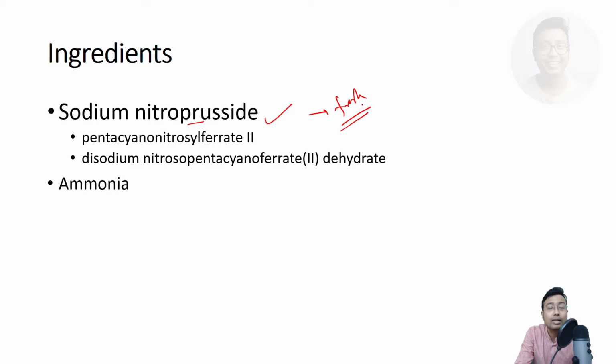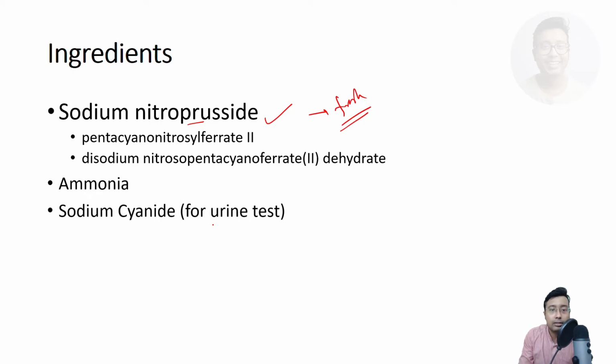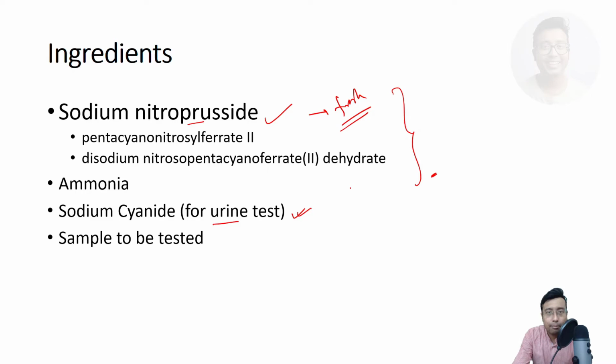The next ingredient is ammonia. Very important, you need to make an ammoniacal solution of sodium nitroprusside. That is followed by another ingredient which is sodium cyanide. Now I say for urine test because if you want to test presence of thiol in any other compound, then you can do that by simply adding an ammoniacal solution of sodium nitroprusside. You don't need cyanide for that. Cyanide acts specifically to break the disulfide bonds, to release free amino acid in case of urine sample. And the last ingredient that will be needed is the sample of course.